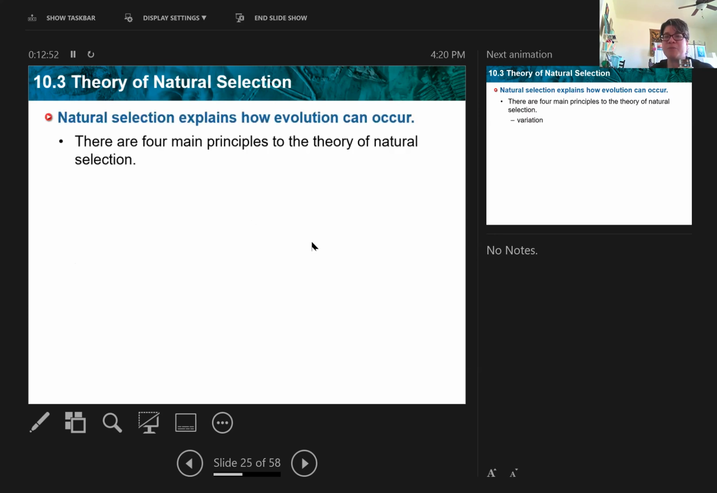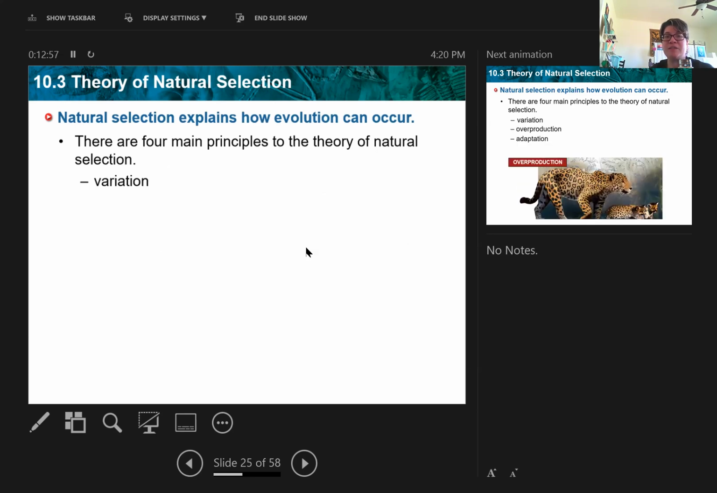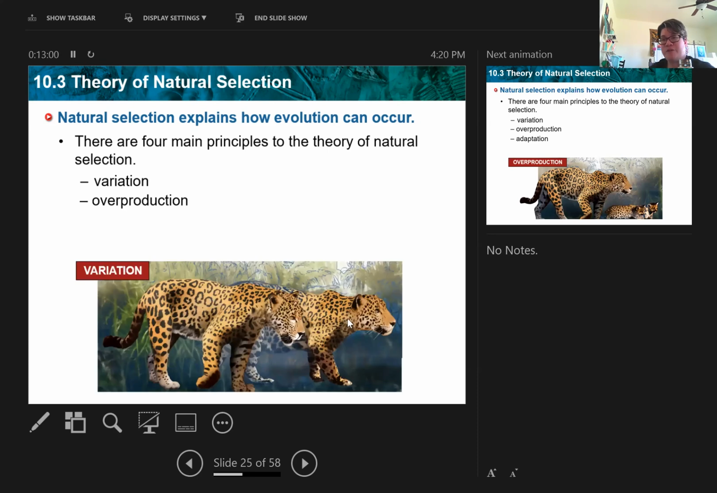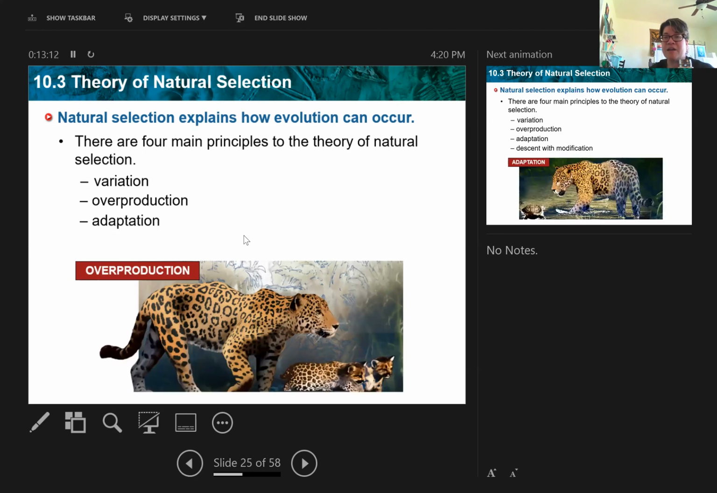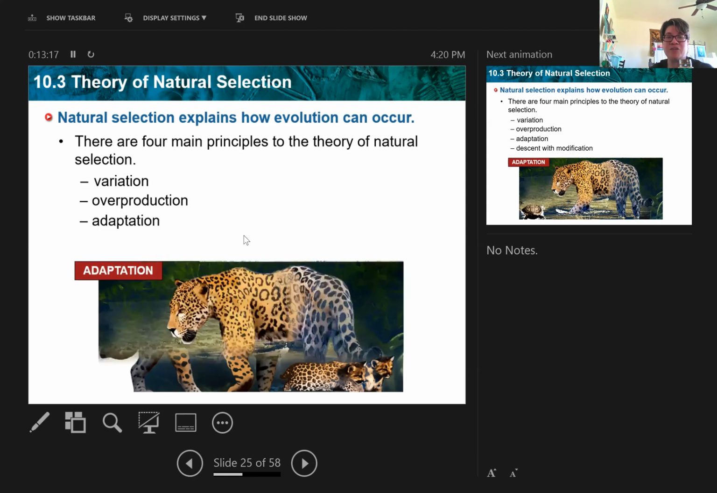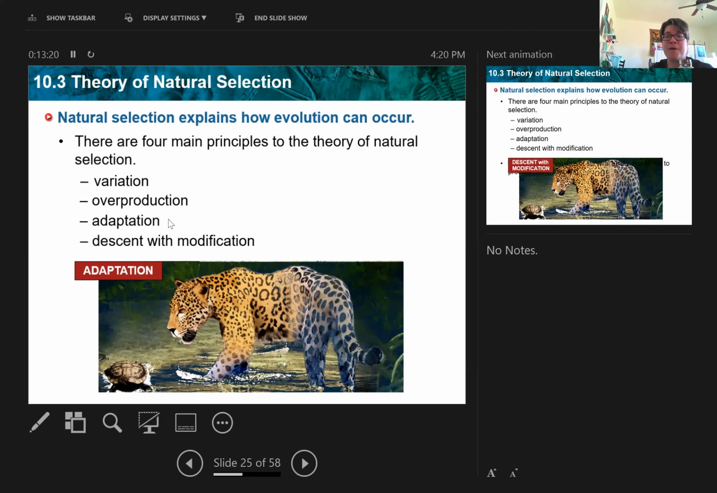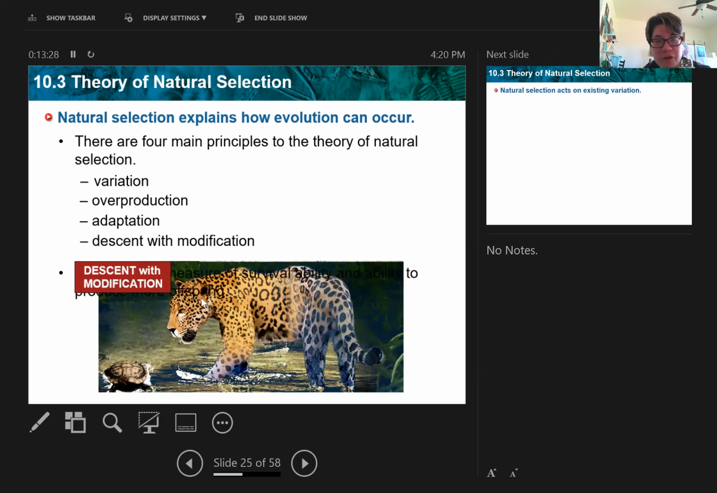These are the 4 main principles that he derived from this that you should write down. The first one is variation, and that just means that different organisms are different. Like, I am not the same as anyone else. I have different traits than other people. The second principle is overproduction. That means that we make tons of babies, and that allows for only the best ones to survive in this mechanism of natural selection. And then adaptation is where some of those traits are better than others, and they're going to help that organism survive and reproduce. And then the last one is descent with modification. But that means that the traits can be passed down.